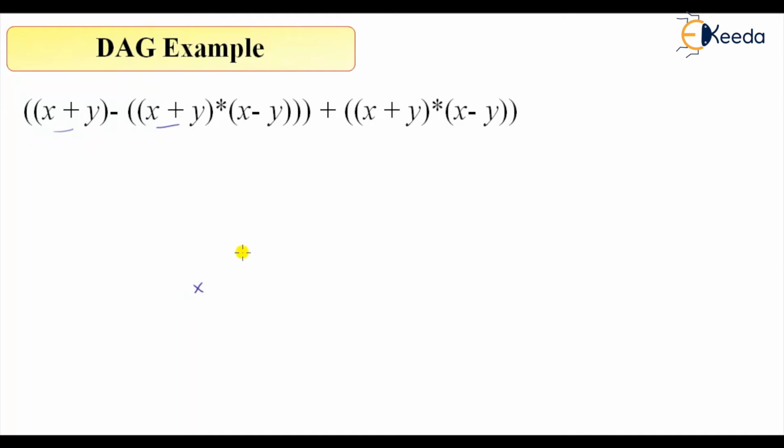So this is your x and this is your y. Okay, and this is one expression, and another expression is x minus y. Here we have a multiplication between x plus y and x minus y, so I'll write a multiplication sign and put x plus y and x minus y, and then finally there is a minus. Okay, there is a minus among this x plus y, so this node will come from this particular place.